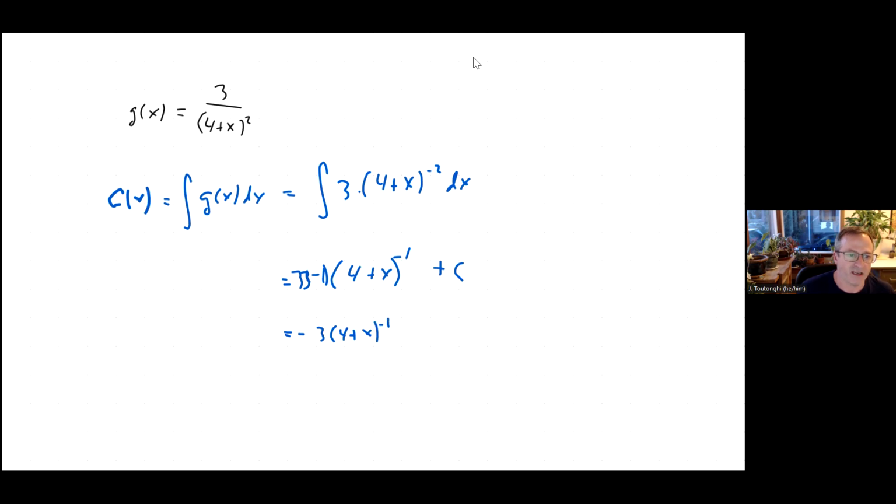We're going to choose that constant to be 0 because capital G is the set of all the family of functions with all the constants, one of those constants being 0. So that certainly is an antiderivative of little g of x. And then I want to rewrite this as negative 3 in front times 1 over 4 plus x.